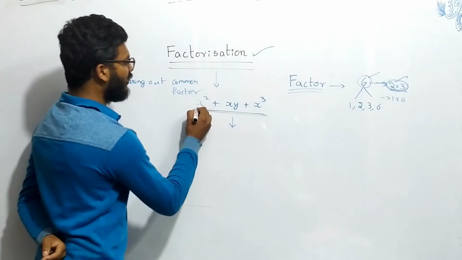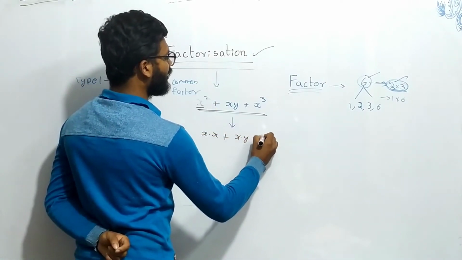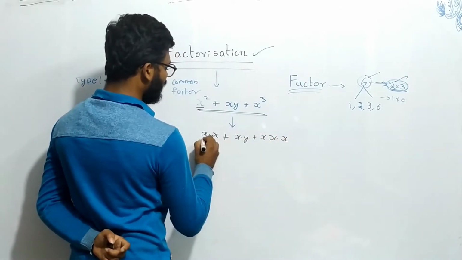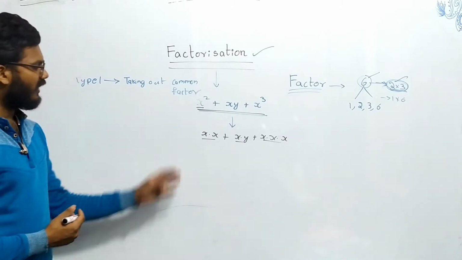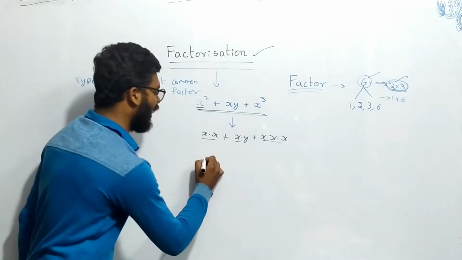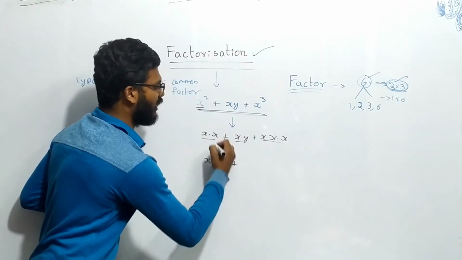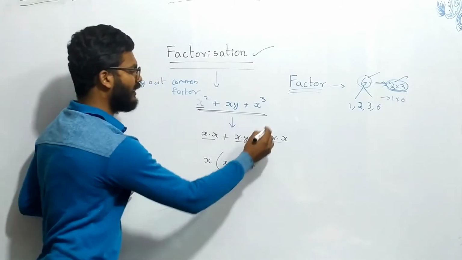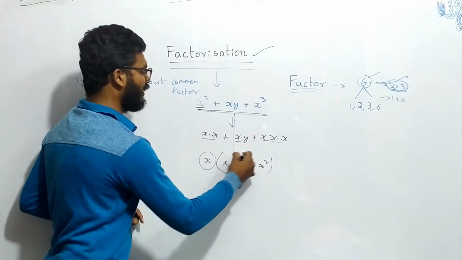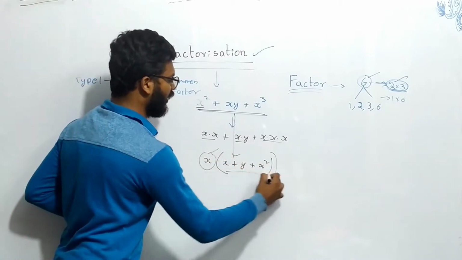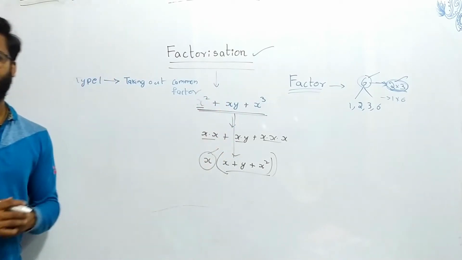See here we have x square, you can write it as x into x, plus this is x into y, here x into x into x. So in each and every term there is x as a factor, right? So for each and every term x is a factor, so I can take x common, taking it out. If I take x out, y is remaining here, x square will be remaining. So here I have written this as a product of x and x plus y plus x square. So here I have factorized this expression.